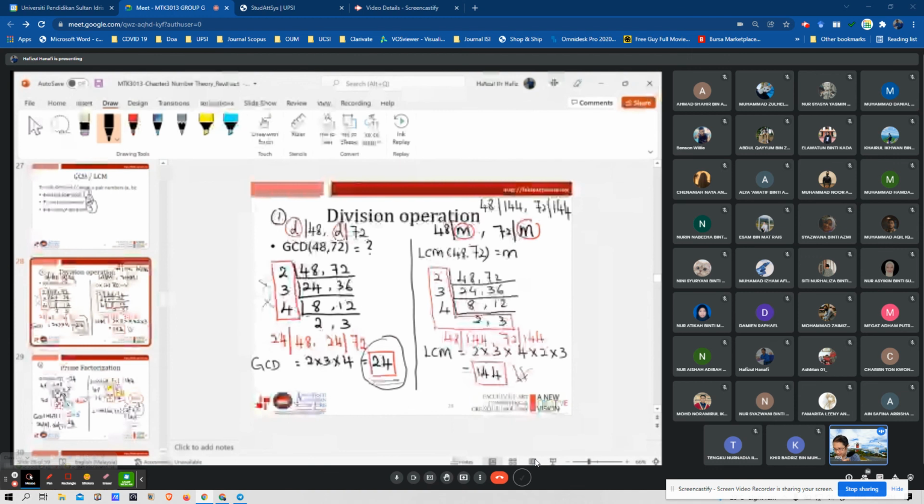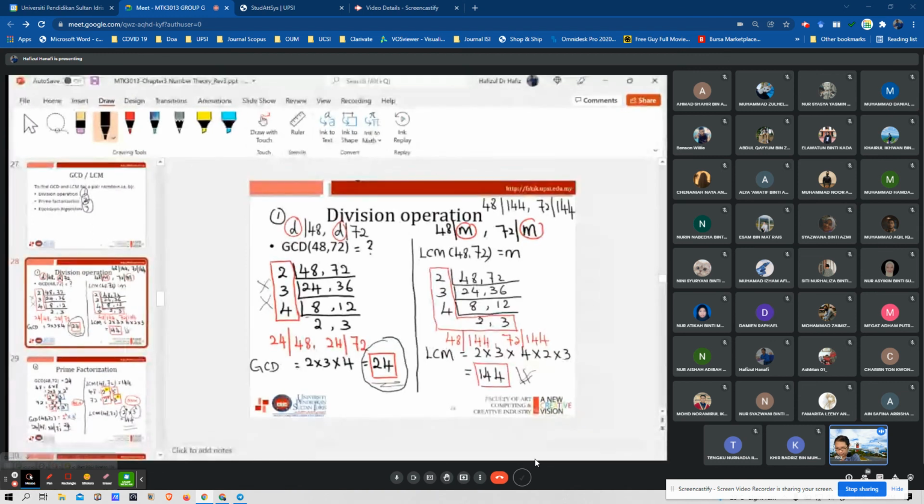And then for the least common multiple, 48 and 72, we multiply 2 multiplied by 3 multiplied by 4 multiplied by 2 multiplied by 3, and then we get 144.